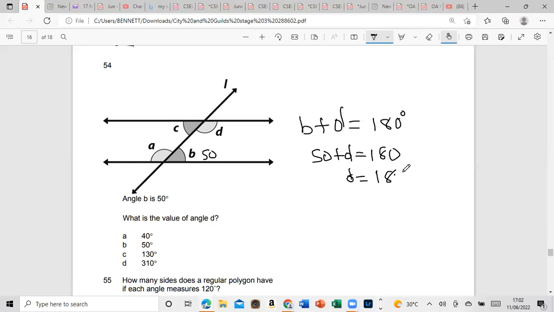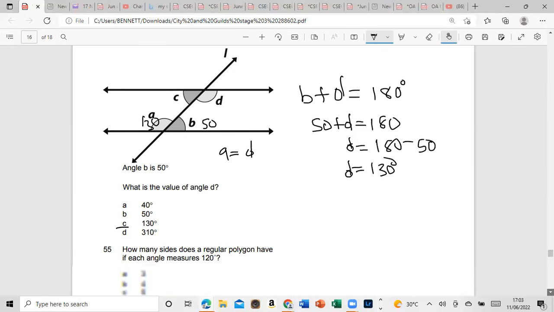I'm going to minus 50. Transposing, D equals 130. All right, this plus this is 180 also. So if this is 130, alternate angles, A is equal to B. So that's an alternate way you can look at it. So that's 130. All right, let's move on to 55.